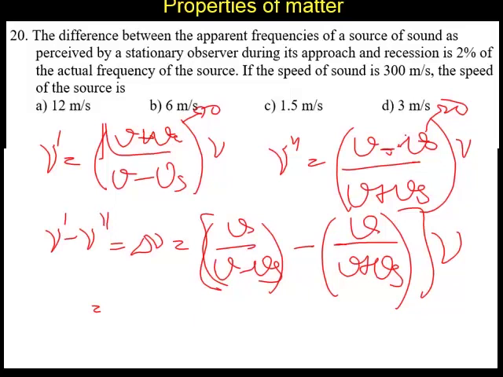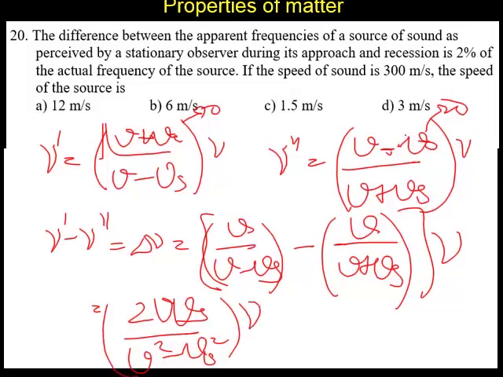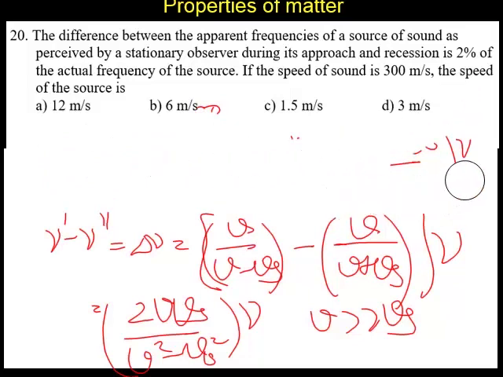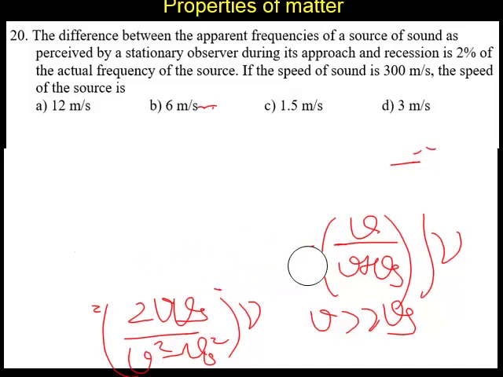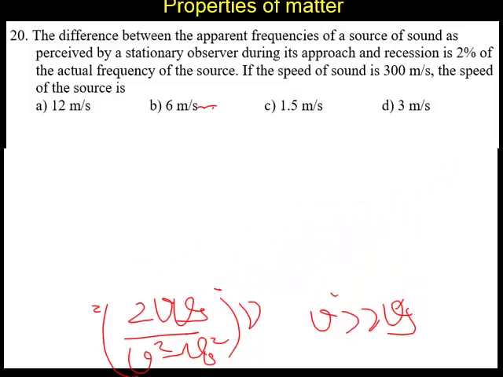So putting 2 there, we can say it is 2V Vs by (V² − Vs²) into ν. Because V is very large when compared to Vs, in the denominator we can neglect Vs. So the above equation can be written as: the difference in the apparent frequency, Δν, is 2Vs by V into ν. Because V squared, one V gets cancelled, we have 2Vs by V into ν.